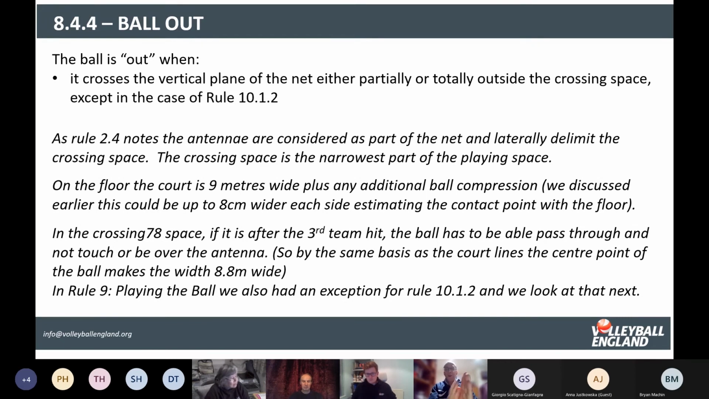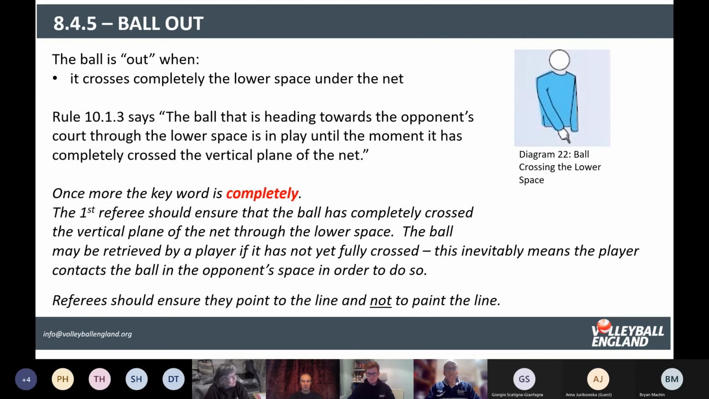So if you think the centre of the ball on the ground could be up to 8 centimetres outside the court, in this instance the ball has actually got to be a good 8 to 10 centimetres inside the antenna in order to get the whole ball past the antenna without touching. So at this point, the space that the ball can get through is much narrower. Okay. We also talked about an exception for Rule 10.1.2, and we're going to look at that next. But we'll just finish off with the lower space first.